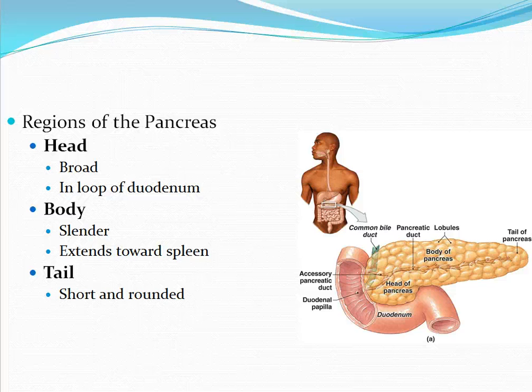The pancreas has three major regions to it. The first is the head. This is the broadest section of the pancreas, found nestled in the loop of the duodenum. This is also how the pancreas is attached to the duodenum via the pancreatic duct. The body is the long, tapered, slender portion that extends toward the spleen. And finally, the tail is the short, rounded tip.